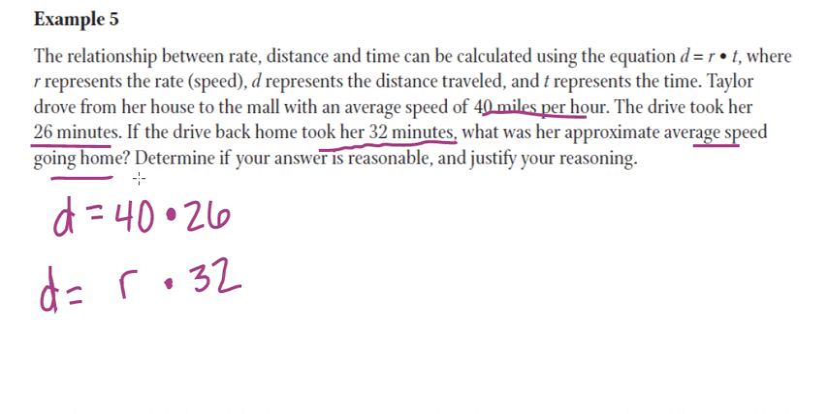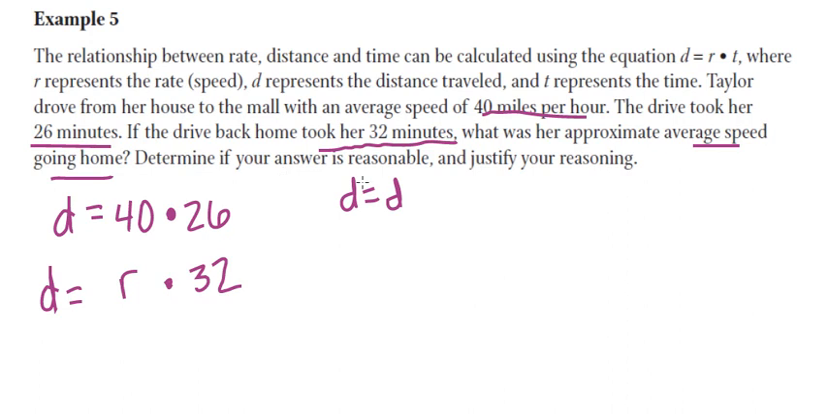Now, if we think about this, we know that at 40 miles per hour, it took her 26 minutes. So now it took her more minutes. So we know that there's an inverse relationship here. Since it took her longer, what can we assume? She's going the same distance and it took her longer. So we can assume that her rate is going to be slower on the way home. But let's go ahead and set this up so we know that the distances are equal to each other.